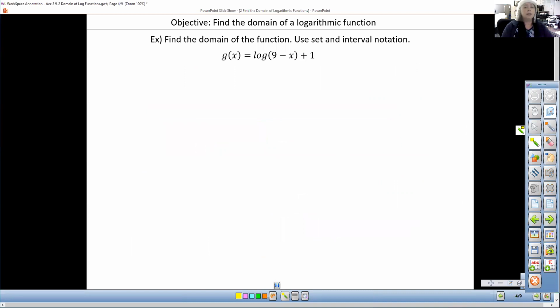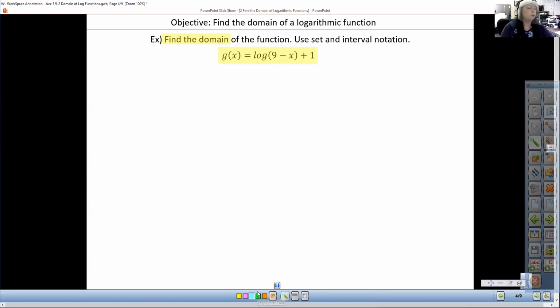All right, let's take a look at this first example. So here we are finding the domain of the function, which is a logarithmic function. It does not matter what base your logarithm is. Here it's a base 10, our common logarithm that we learned about in lesson 1. But for all logarithms, the argument has to be positive. We'll use both set and interval notation when we're done.